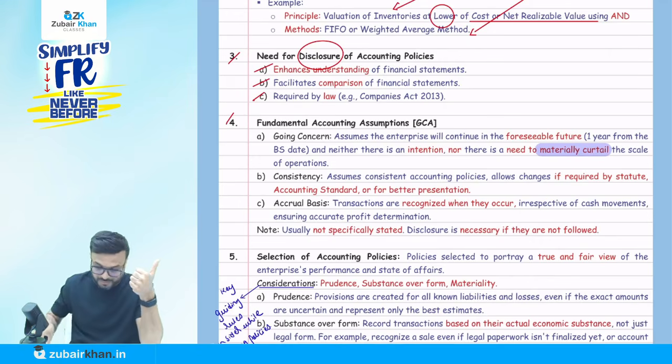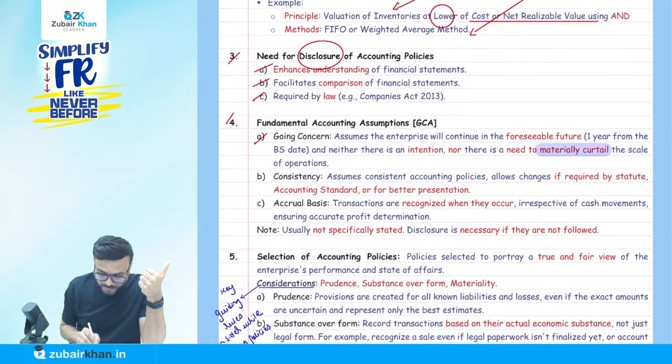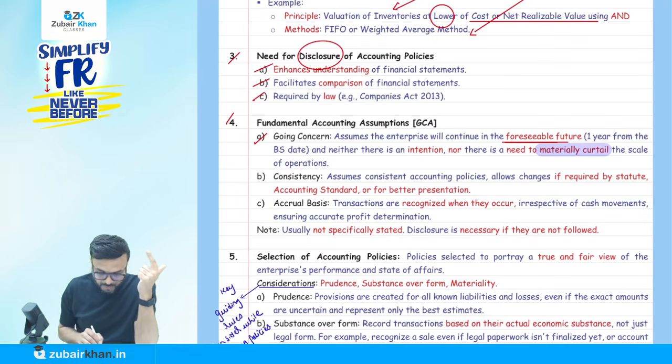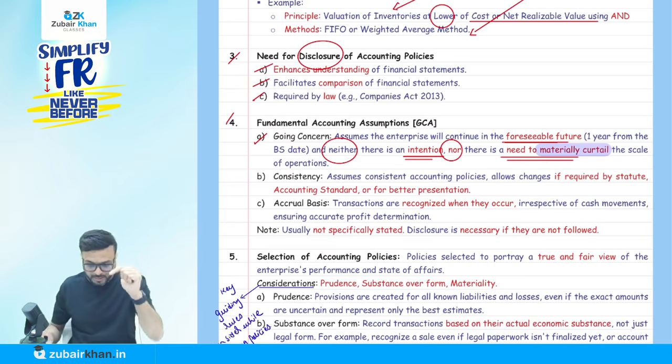So what are these fundamental accounting assumptions? The first is going concern. It says we assume the enterprise will continue. What is going concern? We assume that the enterprise will continue in the foreseeable future, one year from the balance sheet date, and neither is there an intention nor a need to materially curtail the scale of operation.